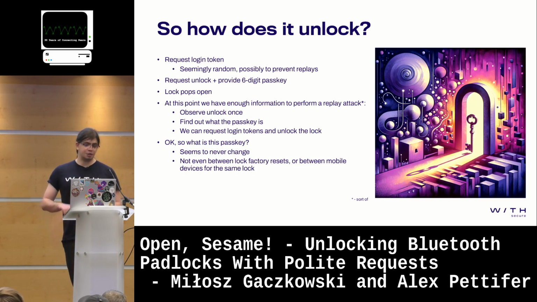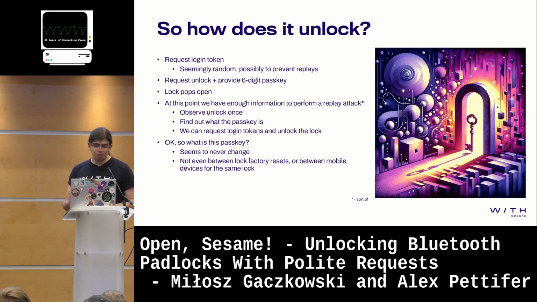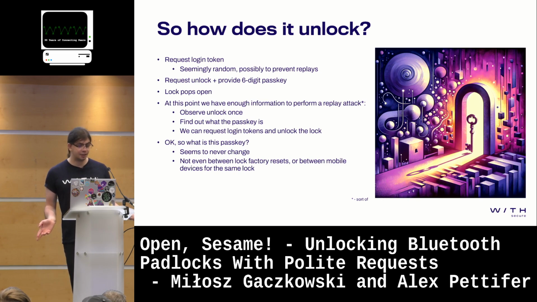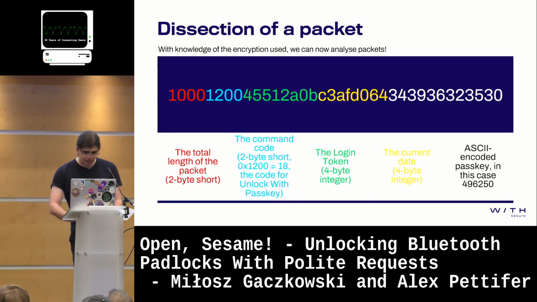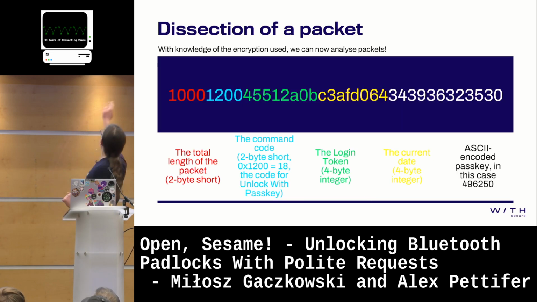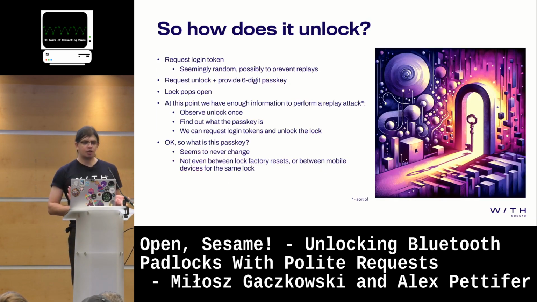Then you provide a 6-digit passkey, and the lock pops open. That tends to be the kind of workflow on that side of things. So at this point, we do actually have enough information to perform a replay attack, even though they tried to protect against it, because we can observe the unlock command once, decrypt it because we found the encryption material, go back to the packet and grab that last bit, which is the passkey, and then reconstruct our request with the new unlock token.